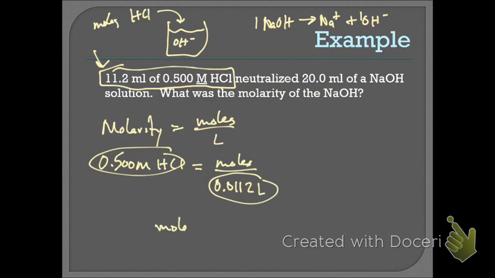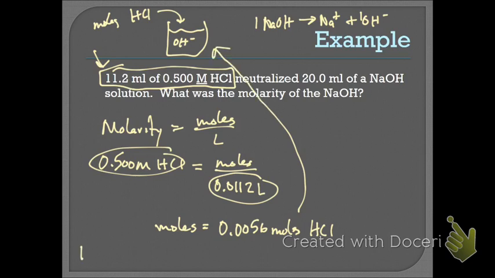So the moles equal 0.500 times 0.0112. That equals 0.0056 moles of HCl. So I just figured out that I needed to add this many moles of HCl.